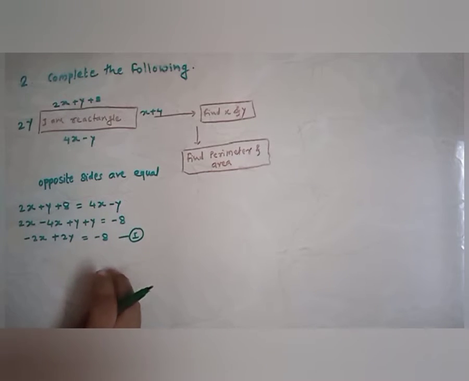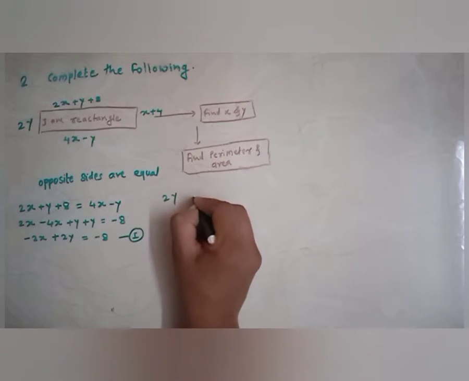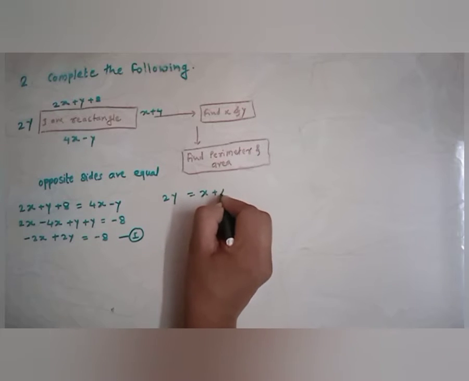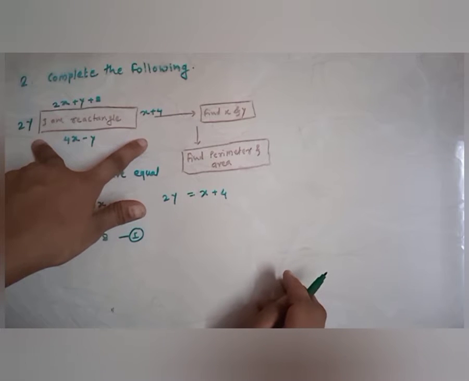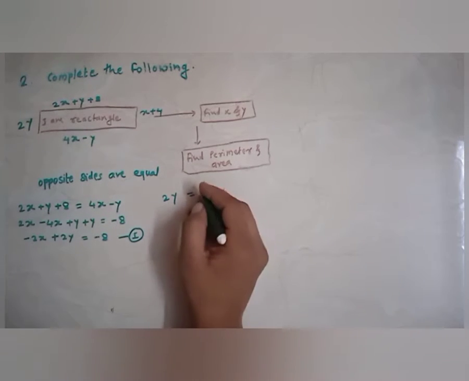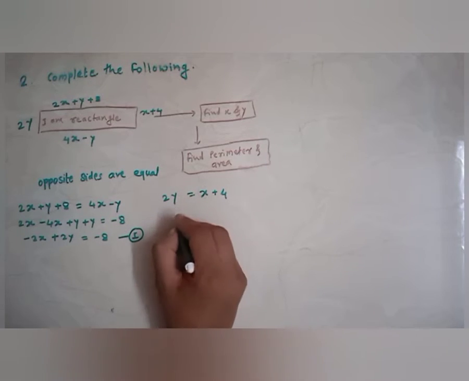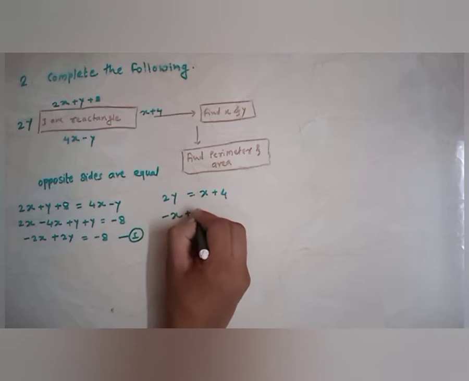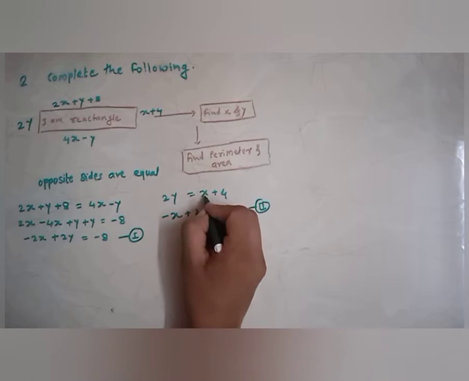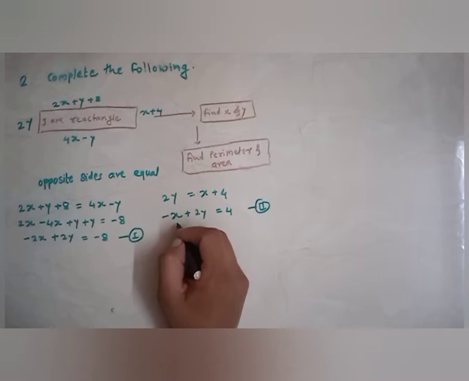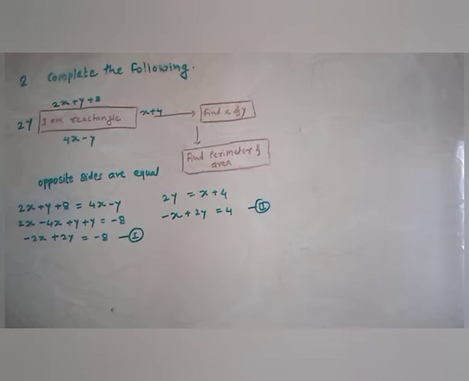This is our first equation. So similarly we can find the second equation: 2y is equal to x plus 4. Both are opposite sides, so they are the same. So rearrange this equation. Then we get minus x plus 2y equals 4. This is our second equation. So x is shifted here, so the plus sign changes to minus.